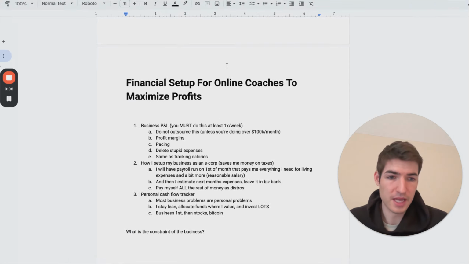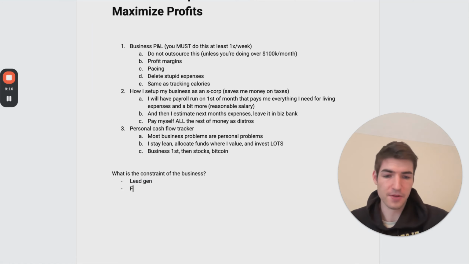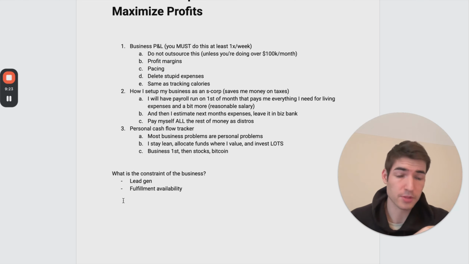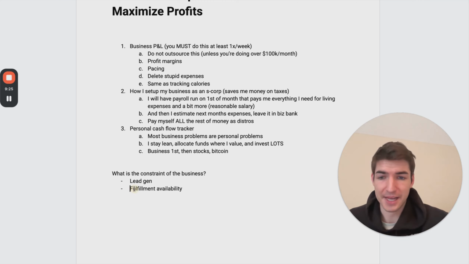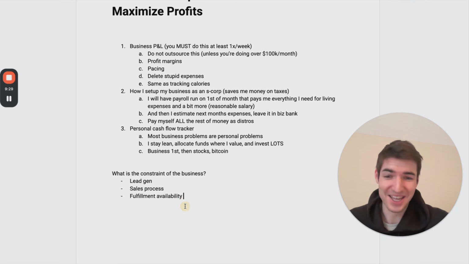All right, so examples here. Most people watching this, the constraint is going to be lead gen. That's the most common. It could also be fulfillment, availability. Maybe you need to hire an assistant coach. Maybe you need to restructure the model of your coaching program so it's more of a group model. That could be another one. It could be sales process. It could be you absolutely suck at sales. You're getting 30, 50, 100 calls booked a month, but your close rate's like 5%, 10%, super low. That could be another constraint in the business.